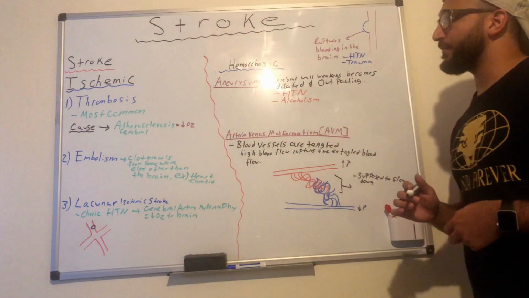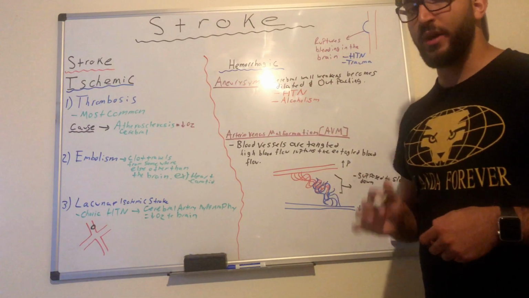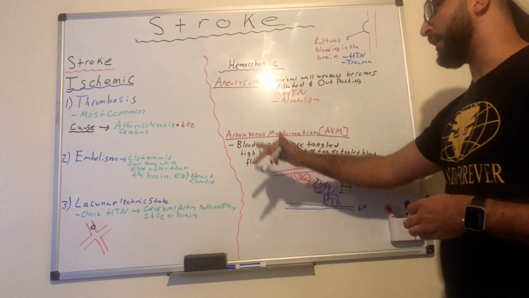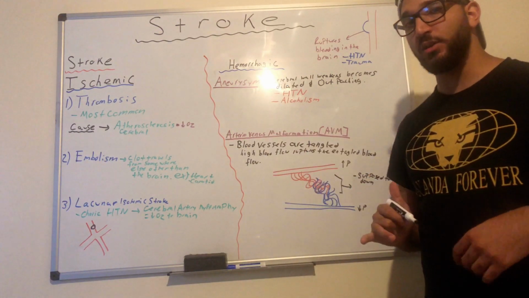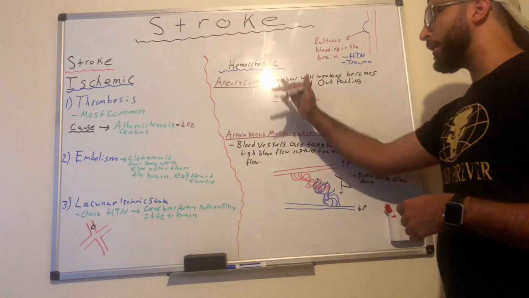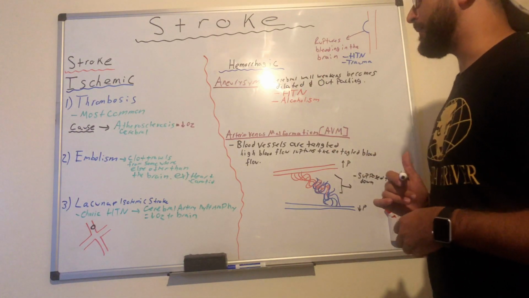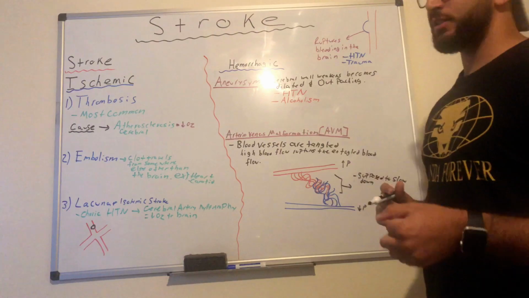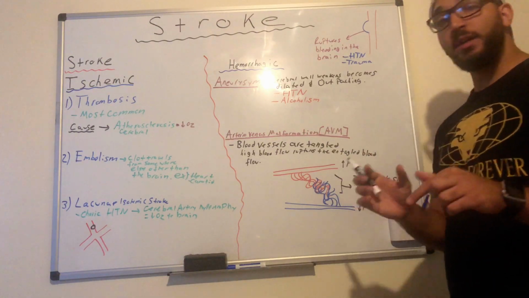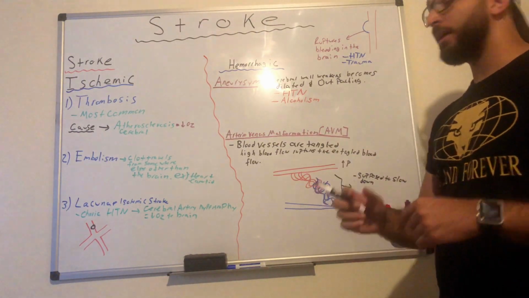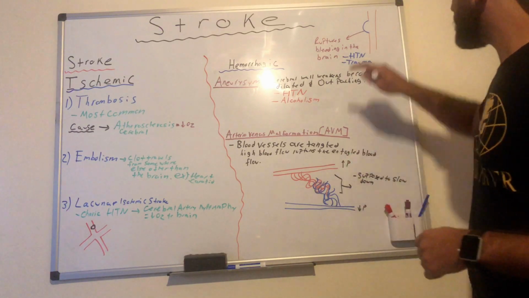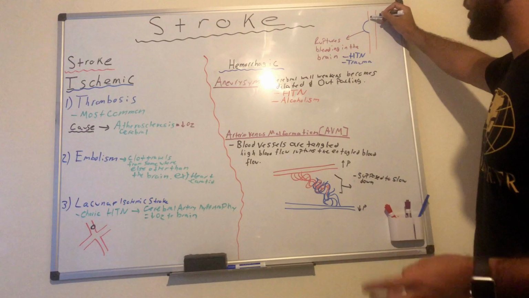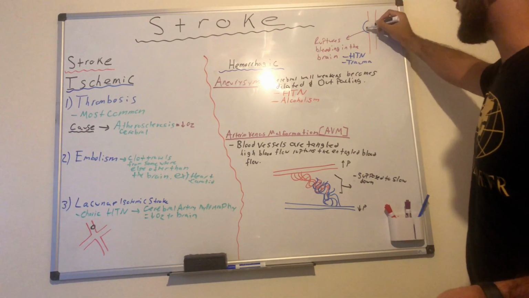The second type of stroke is considered to be a hemorrhagic stroke. There are two subtopics within this one: an aneurysm and an arteriovenous malformation, also known as an AVM. For an aneurysm, how does that cause a hemorrhagic stroke? Well, the cerebral walls weaken, become dilated, and an outpouching occurs. Here's a little illustration of the cerebral wall weakening and an outpouching occurring.